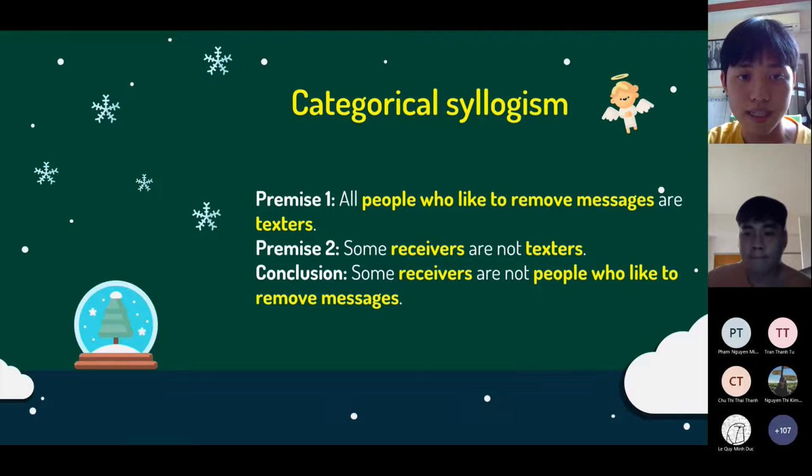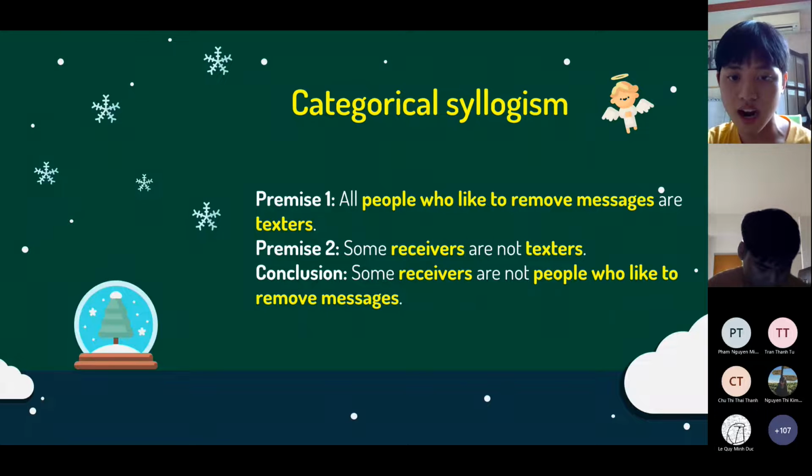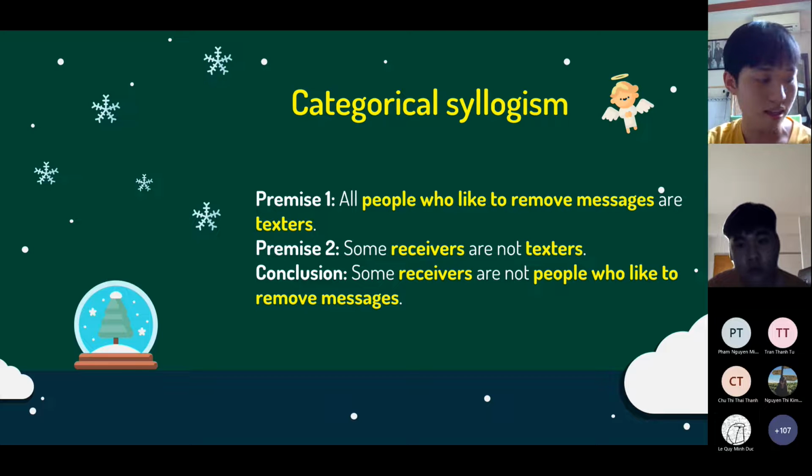So we move to the categorical syllogisms. Premise one is that all people who like to remove messages are the texter. Premise two is that some receivers are not the texter. And we have the conclusion that some receivers are not people who like to remove messages. Next.